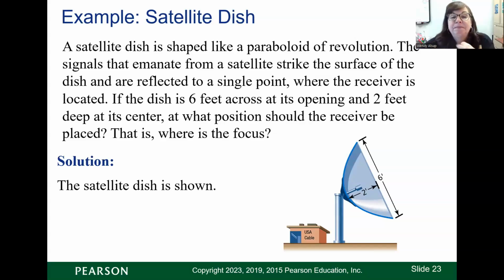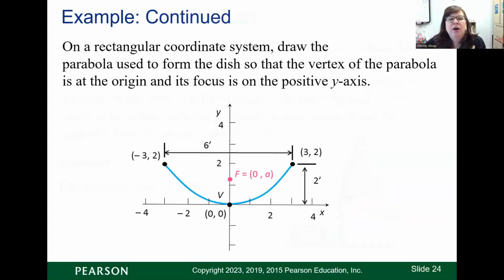Let's think about that a little bit. If we graph this on a graph, and let's let the vertex be at 0, 0, and we know it's 6 feet across, and the one other thing we know is it's 2 feet deep. At 6 feet across, it's 2 feet deep. Then we know what these points are here, -3, 2 and +3, 2. Now, we do not know that those are the latus rectum at all, so don't confuse those with the latus rectum. And we want to know where in here we need to put the focus.